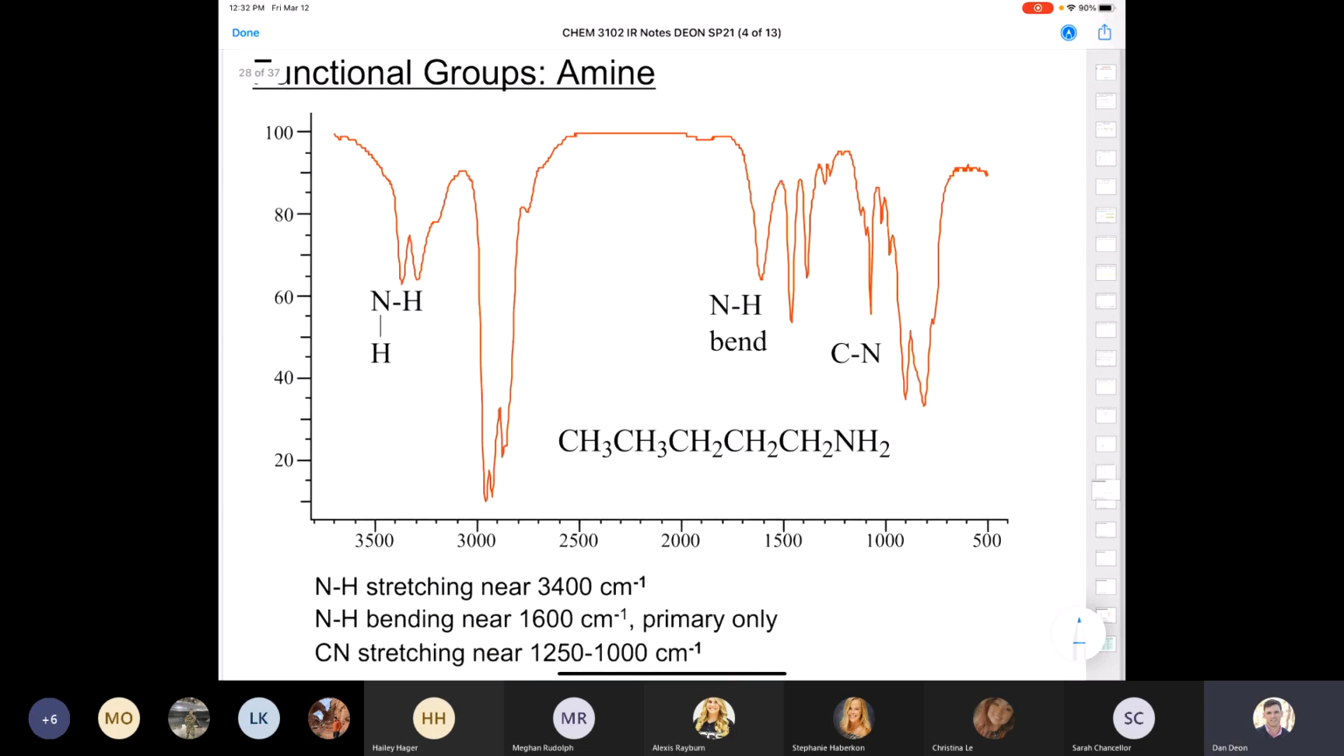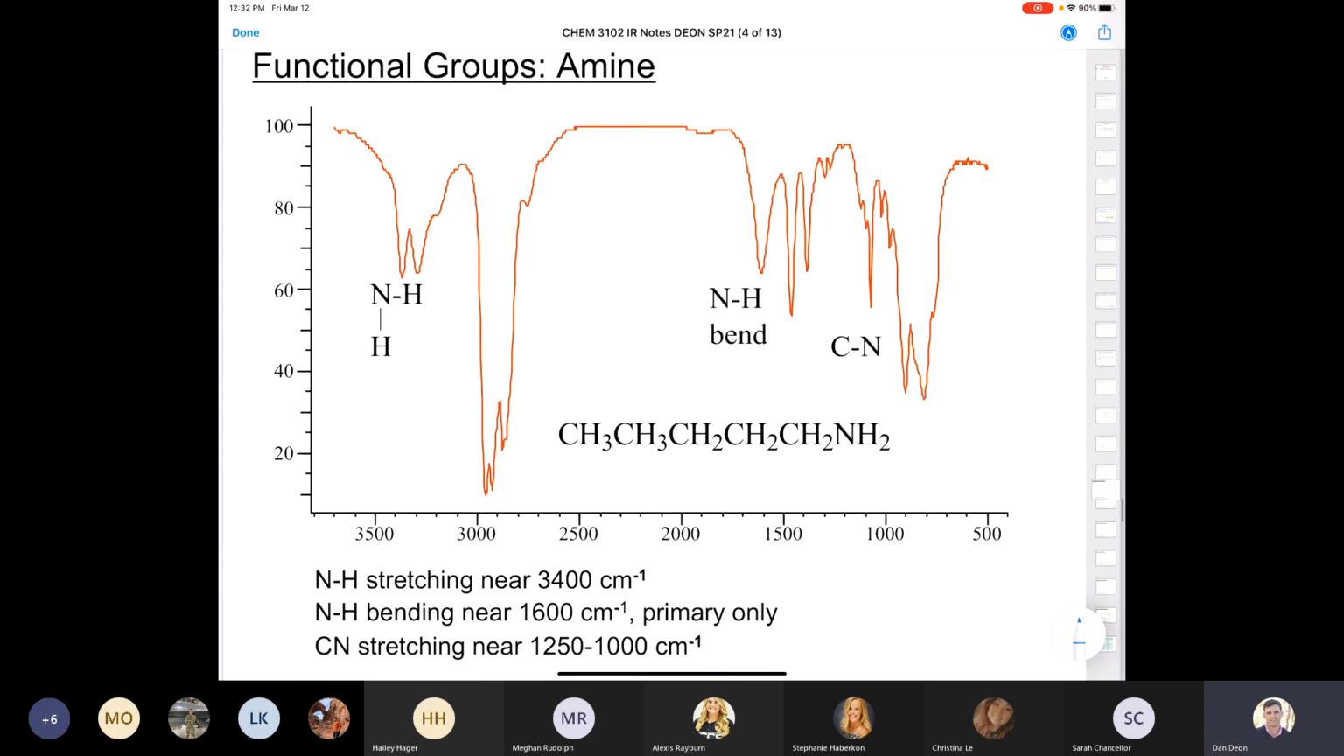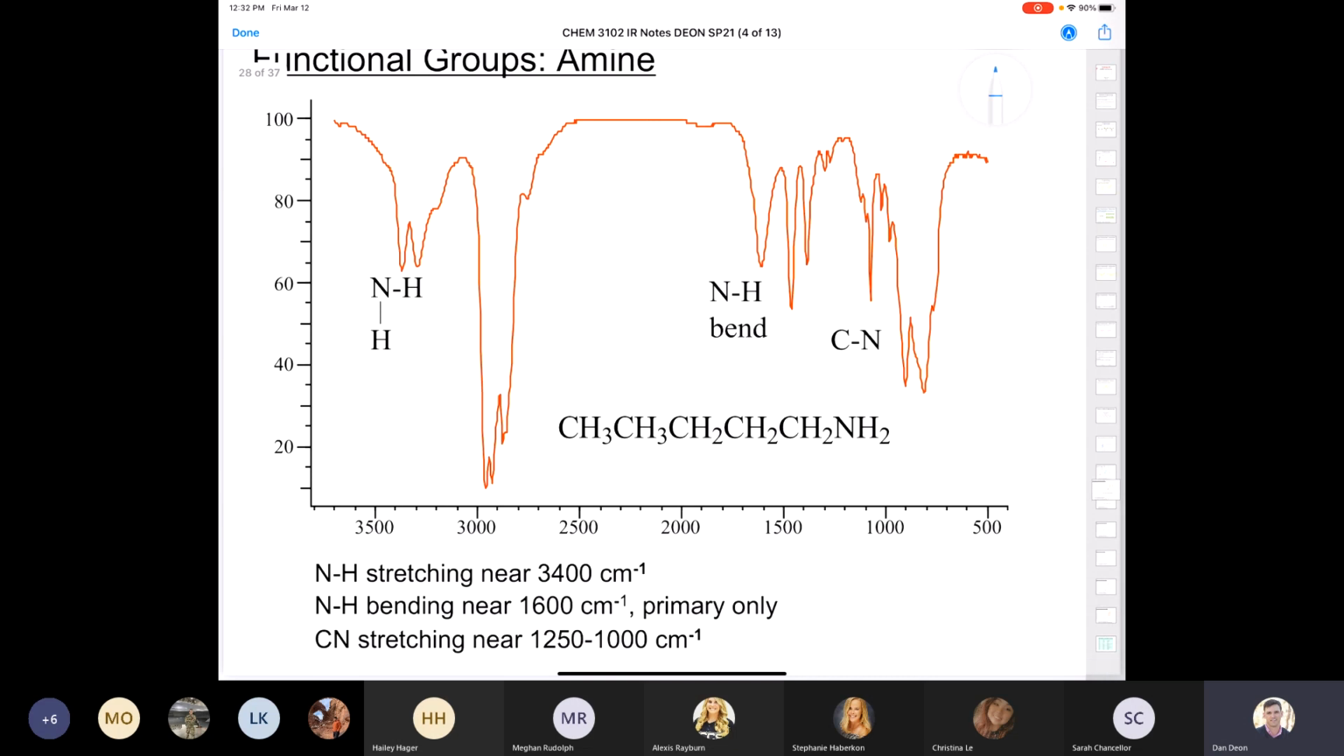Next, we have an amine. This one has two new stretches that you didn't see in Chemistry 3101. In Chemistry 3101, you would have seen that for a primary amine, you get two medium to weak absorbances around the 3400 reciprocal centimeter region for a primary amine, right? This is a primary amine. We have symmetrical stretching and asymmetrical stretching.